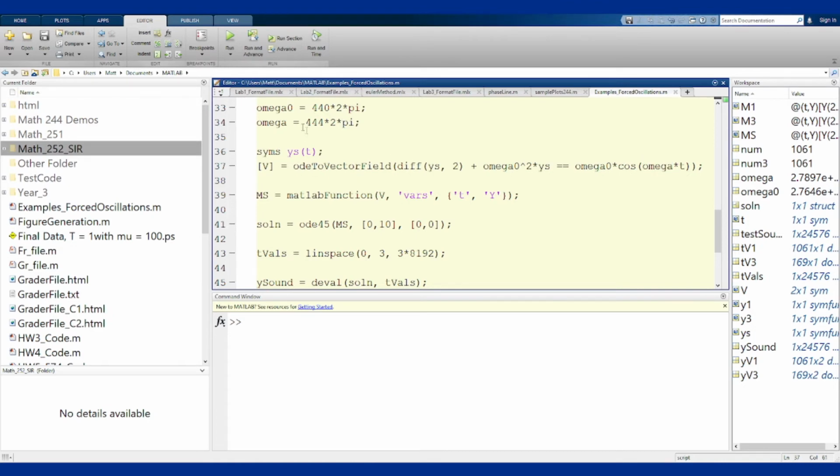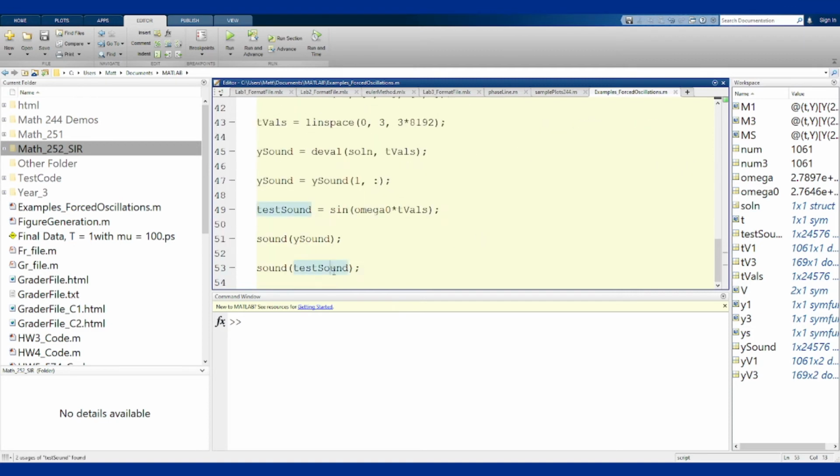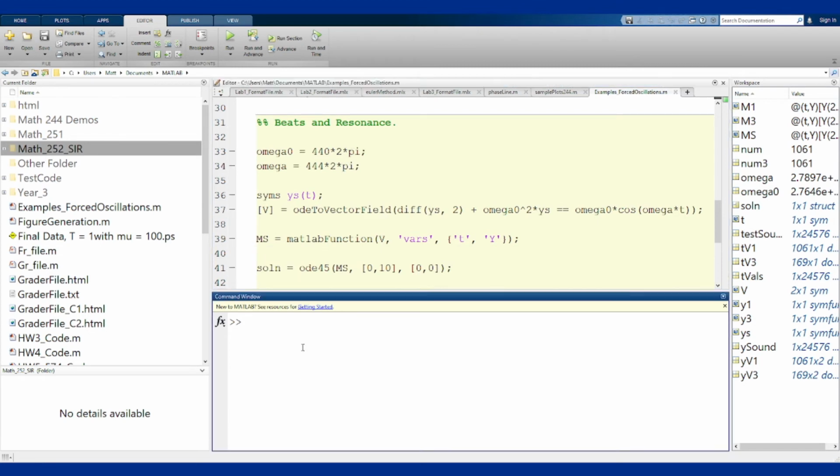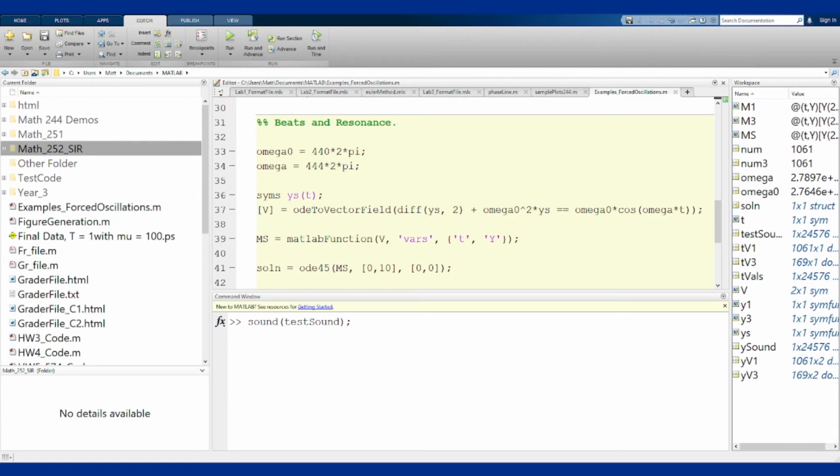So I am going to set my omega 0, the natural frequency, which is why this is an omega 0 squared here. And I'm going to set my forcing frequency omega, which shows up on the other side here, and use it to solve the problem. Well, let's start just with a simple version of this. And instead I have this test sound here, which is just sine of omega 0 times t. So omega 0 here is 440 times 2 pi. So I can type sound of test sound, and we'll be able to hear what that sounds like.